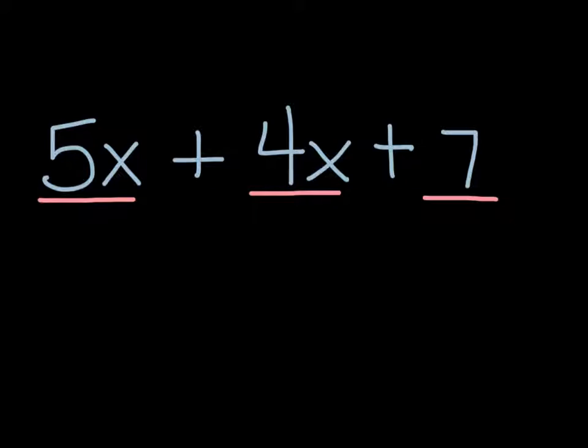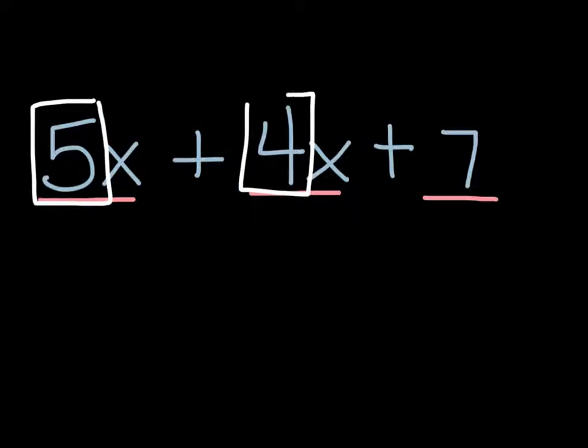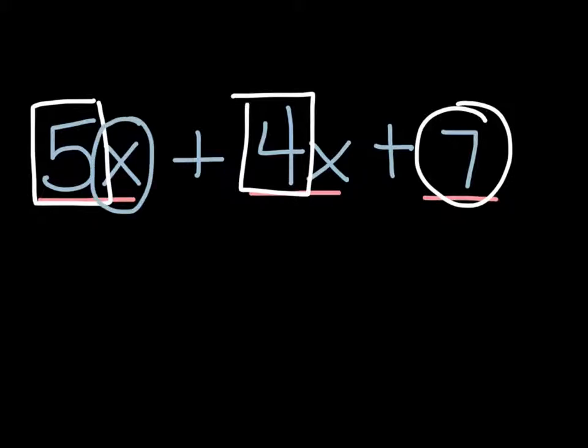The coefficient of a term with a variable is the number part of the term. So 5 and 4 are coefficients. A constant term, such as 7, has a number but no variable. Like terms are terms that have identical variable parts. So in this expression, our like terms are 5x and 4x because they share the variable x.